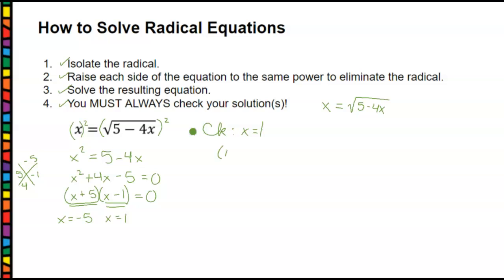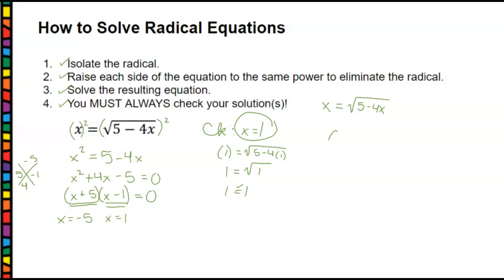So I put in the number 1, and it's equal to the square root of 5 minus 4 times 1. And then I get 1 is equal to the square root of, well, 5 minus 4 is 1, so this is, hey, woohoo, that checks out. 1 equals 1, this is definitely a solution to this problem. Let's go try the other one now.